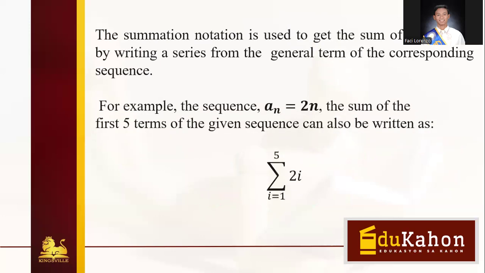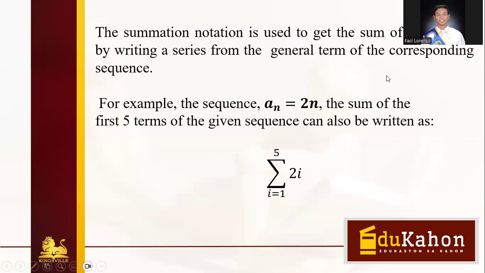Okay, so for the summation notation, to get the sum of a sequence by writing a series from the general term of the corresponding sequence, we use the summation. Okay, for example, the sequence a sub n is equal to 2n. The sum of the first 5 terms of the given sequence can also be written as the summation of 2i as i is equal to 1 up to 5. Okay, let's try how this works. So we know that i is just the first term until you reach the 5, which is your fifth term.